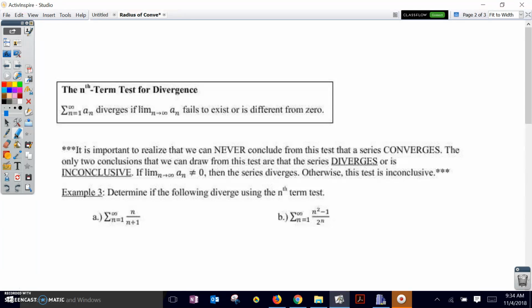This is a very important note here. It is important to realize that we can never, and you guys know how often I say the word never, we can never conclude that a series converges from this test. The only two conclusions that we can draw are either that the series diverges or that the test is inconclusive. Okay? If the limit doesn't equal 0 of the argument of the series, then the series diverges. Otherwise, the test is inconclusive.